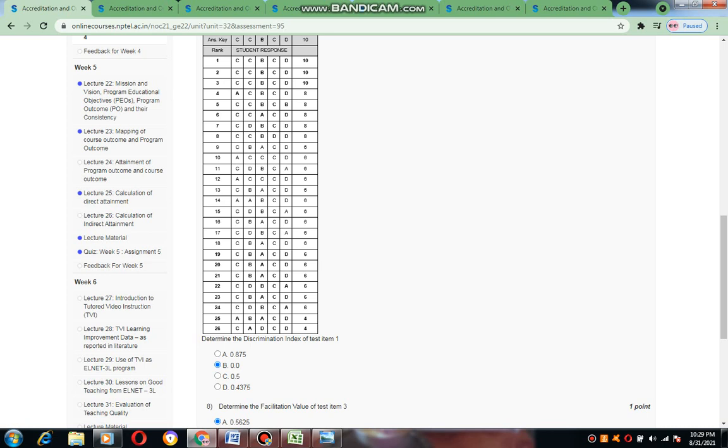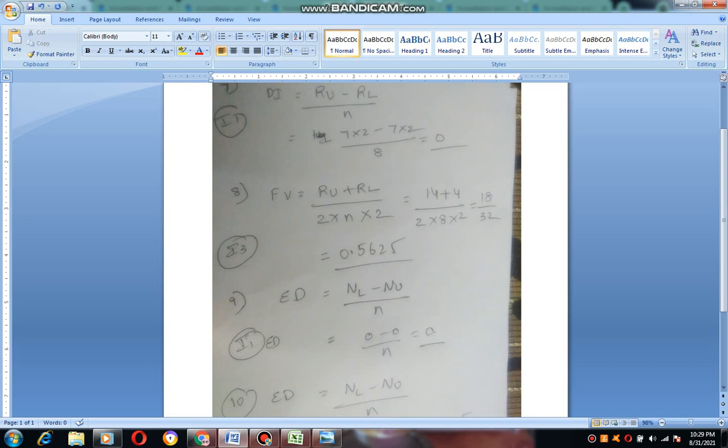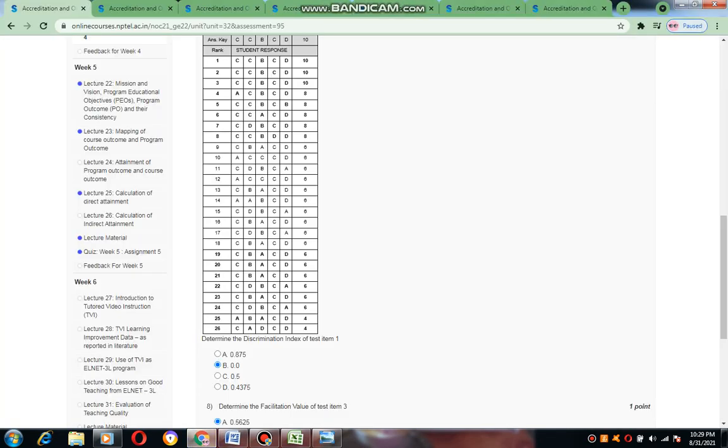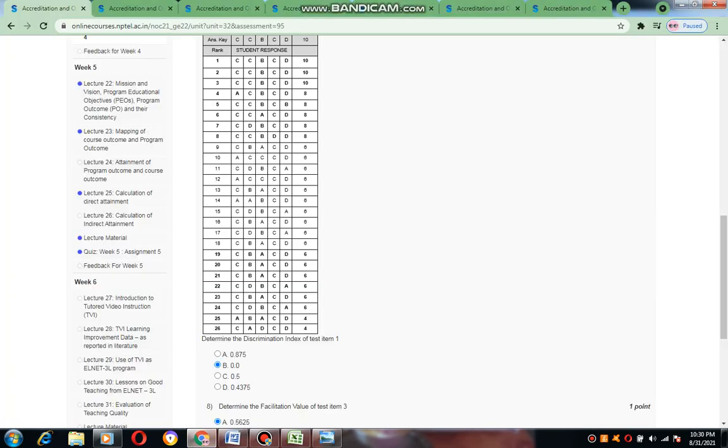Now coming to the discrimination index of test item 1. What is the discrimination index? We have the formula RU minus RL divided by N. That means the total marks obtained in the upper group minus the lower group, divided by the group size N. So what is RU here? For item number 1, we got 1, 2, 3, 4, 5, 6, 7, total 14. And here also 7, total 14. So using the formula RU minus RL by N, it is 7 into 2, 14, minus 14, by 8. So the answer is 0 here.